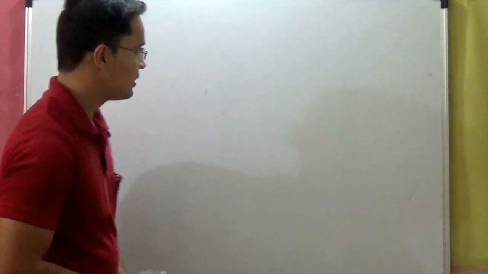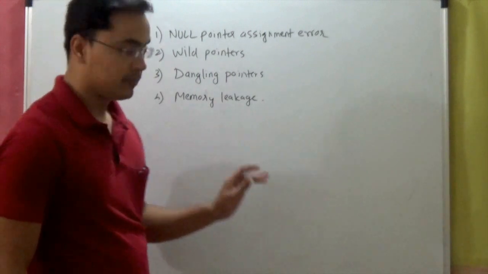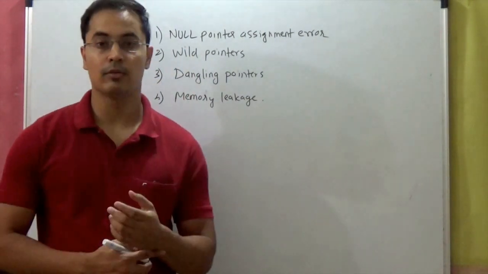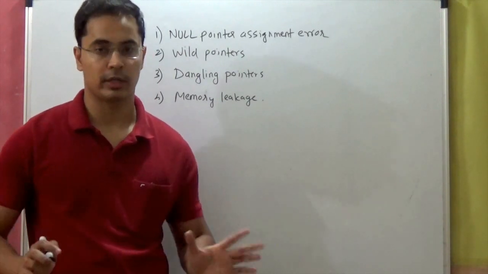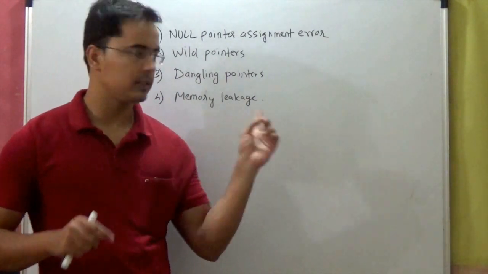So there are a few dangerous things that can happen with pointers. So we're going to discuss them today. These are some very frequent issues that one can face while using pointers and dynamic memory allocation. I'll tell you a short story, right? So you can relate these issues with that story.